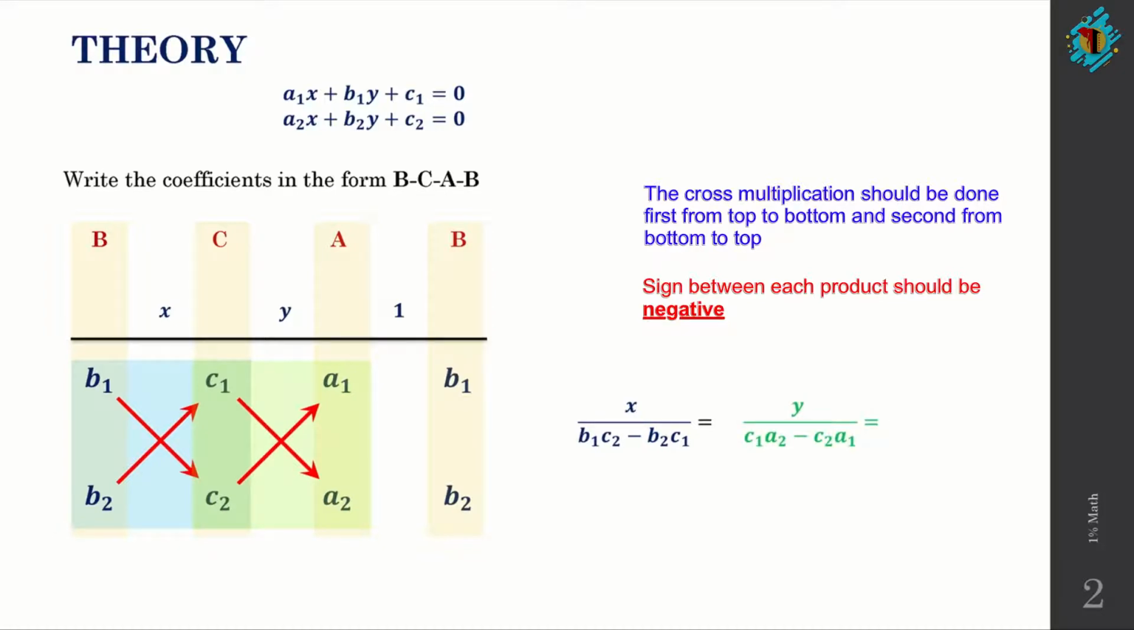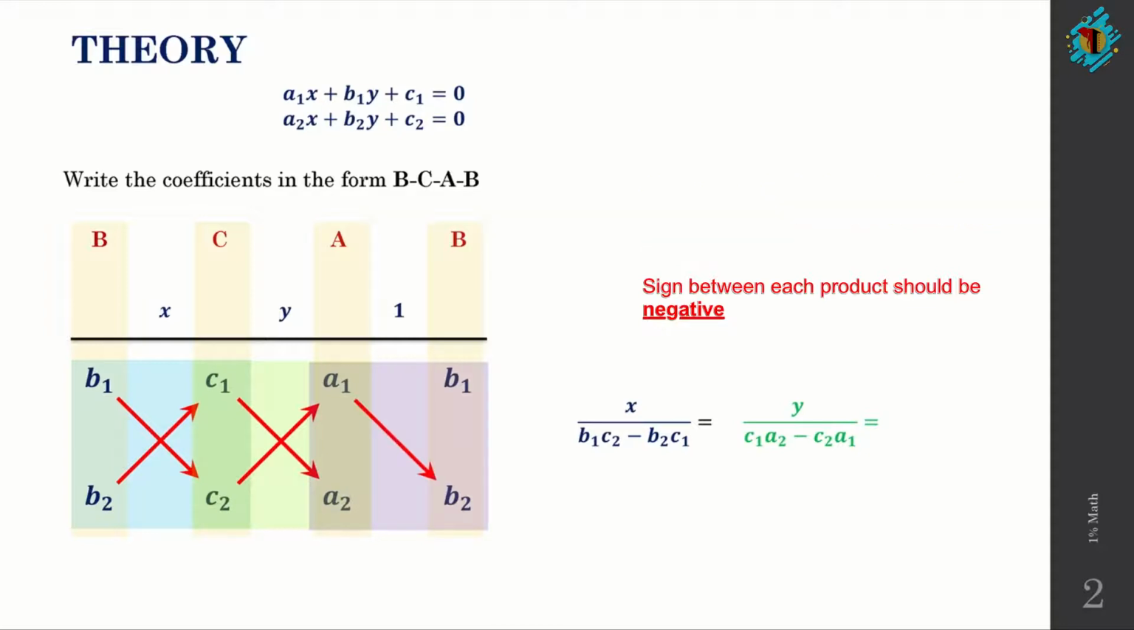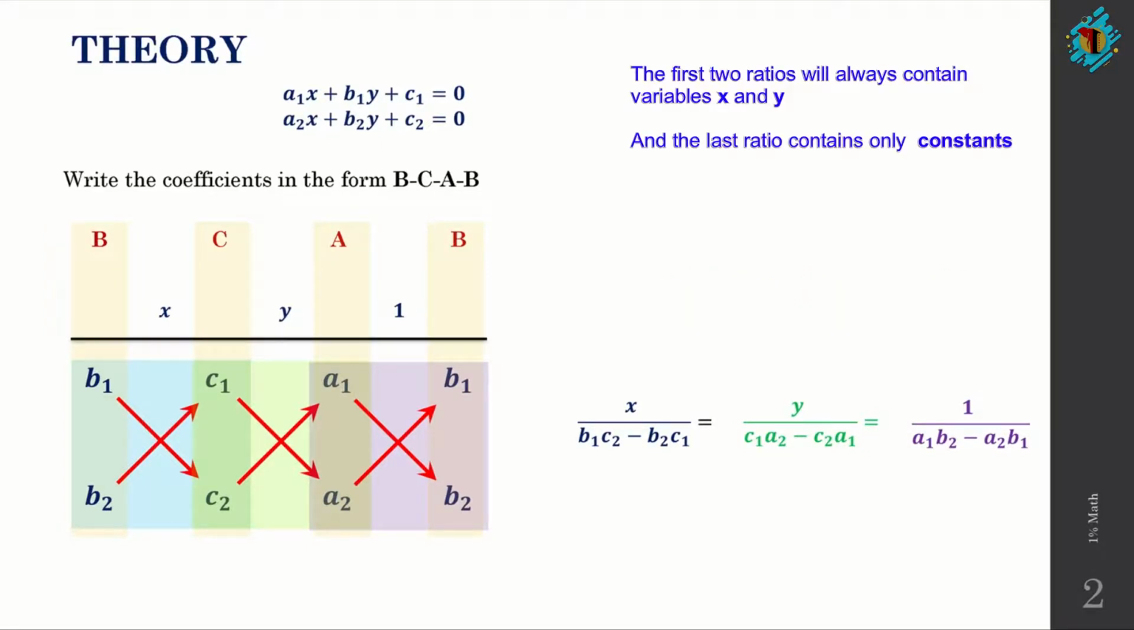Next is the last one. I think you have understood this. Now 1 is the numerator and what is highlighted is going to be the denominator, that means a1 b2 and a2 b1. Which gives you 1 by a1 b2 minus a2 b1. So then how to do further?